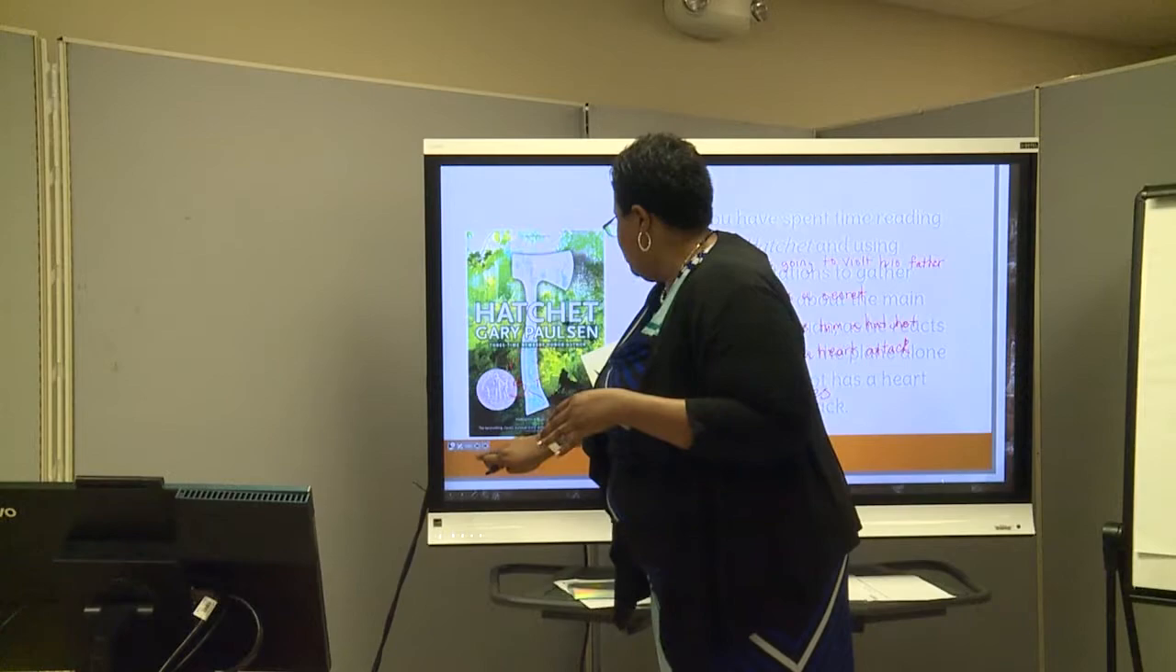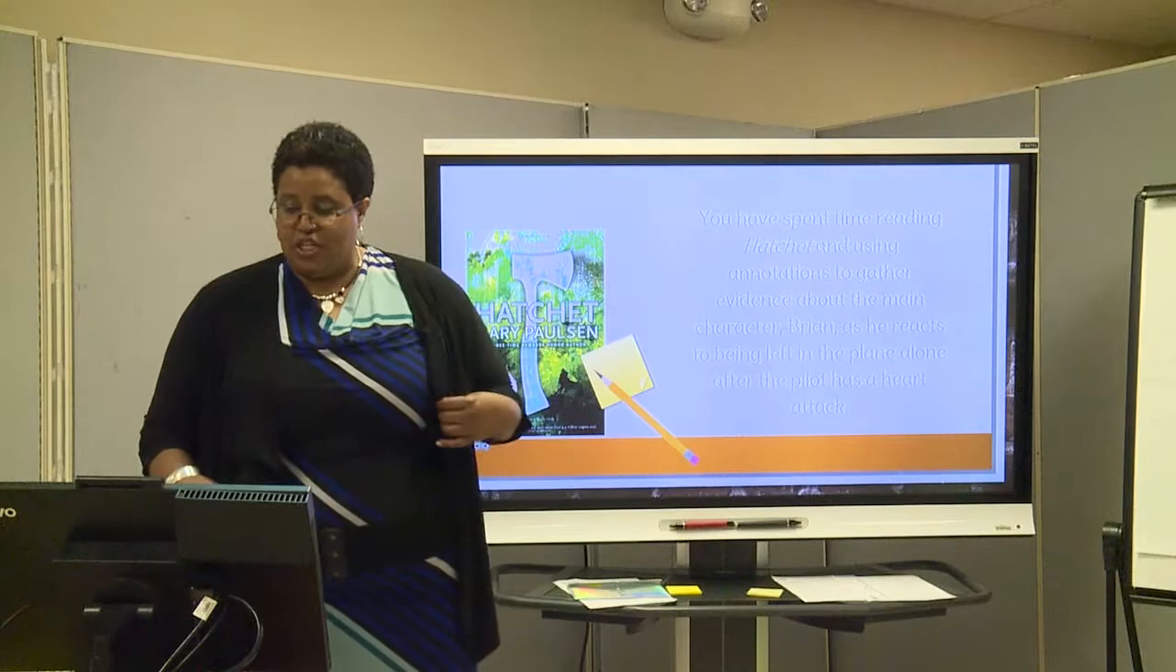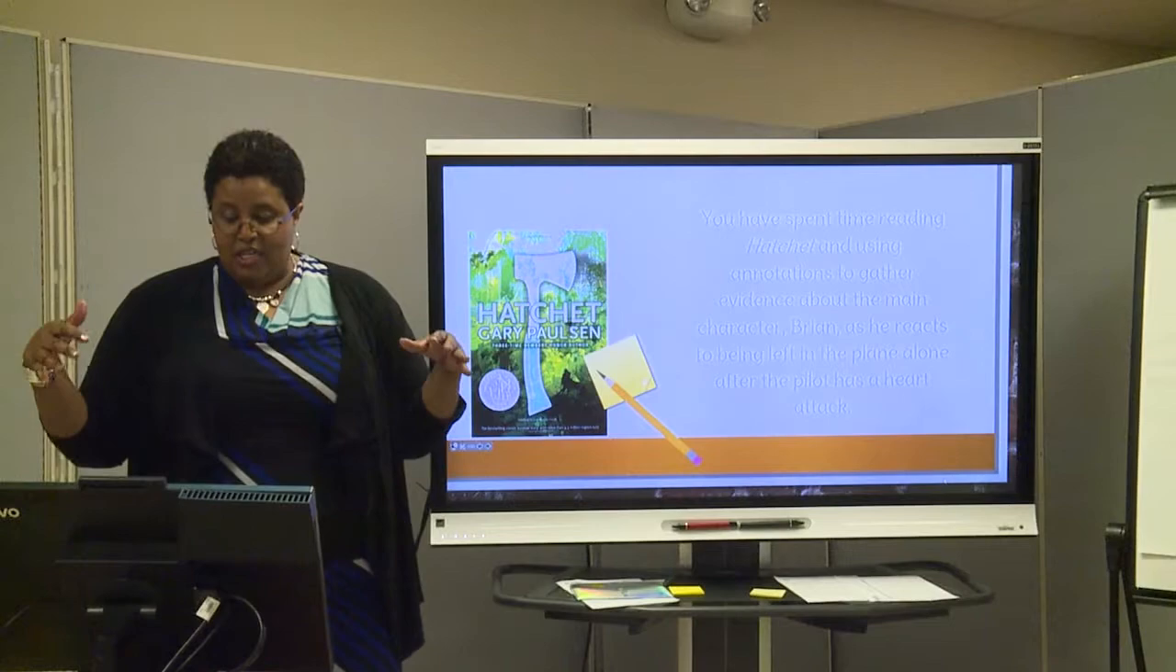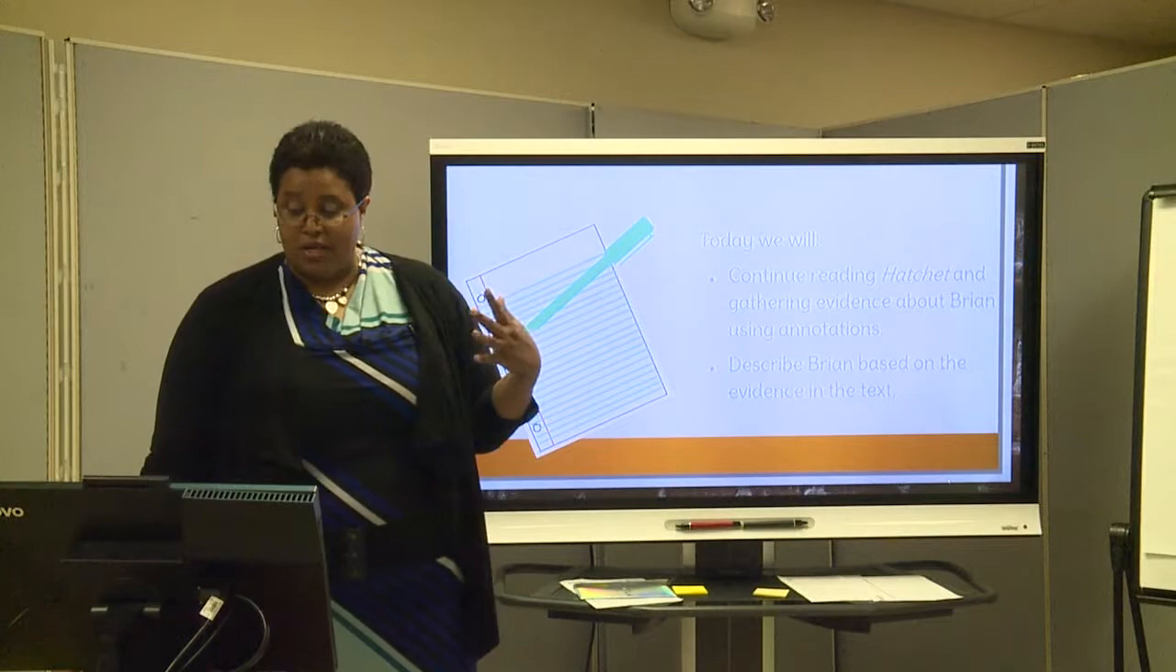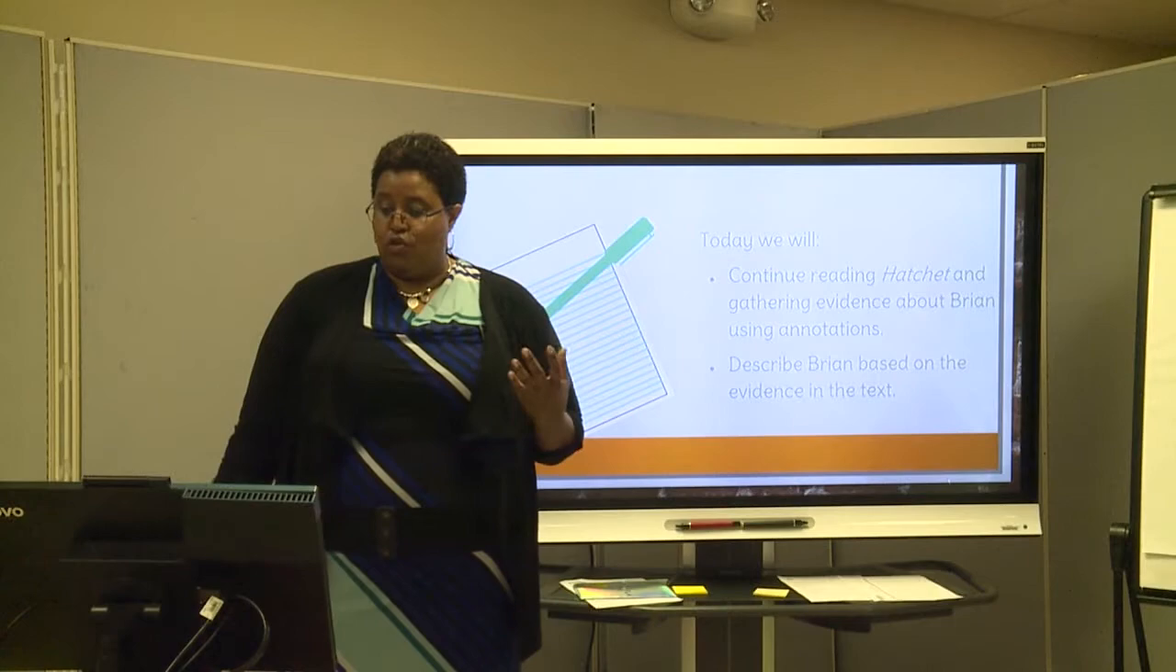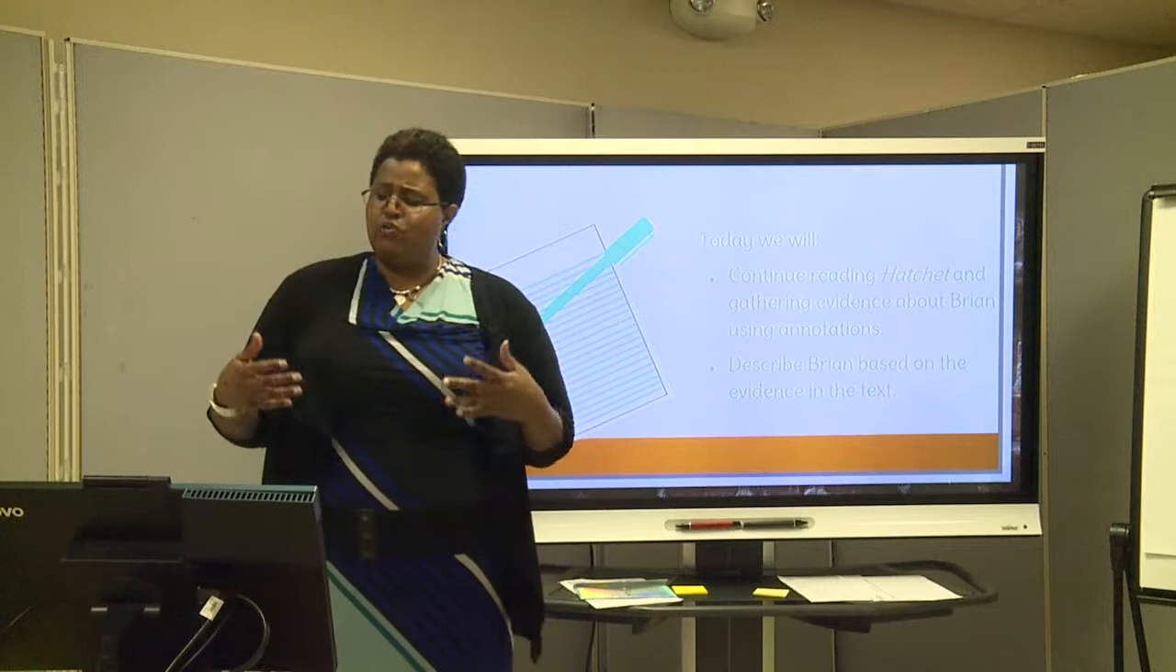And hopefully this will be all good. All right. So it says you have spent time reading Hatchet and using annotations to gather evidence about the main character, Brian, as he reacts to being left in the plane alone after the pilot has a heart attack. So today we will continue reading Hatchet and gather evidence about Brian using annotations. By the way, we're going to be on chapter 3 today. It says we're going to describe Brian based on the evidence in the text.